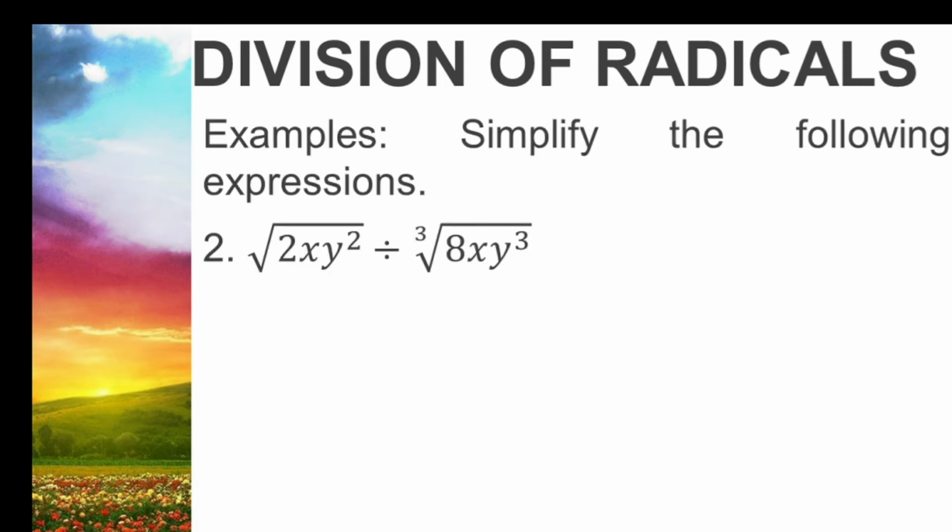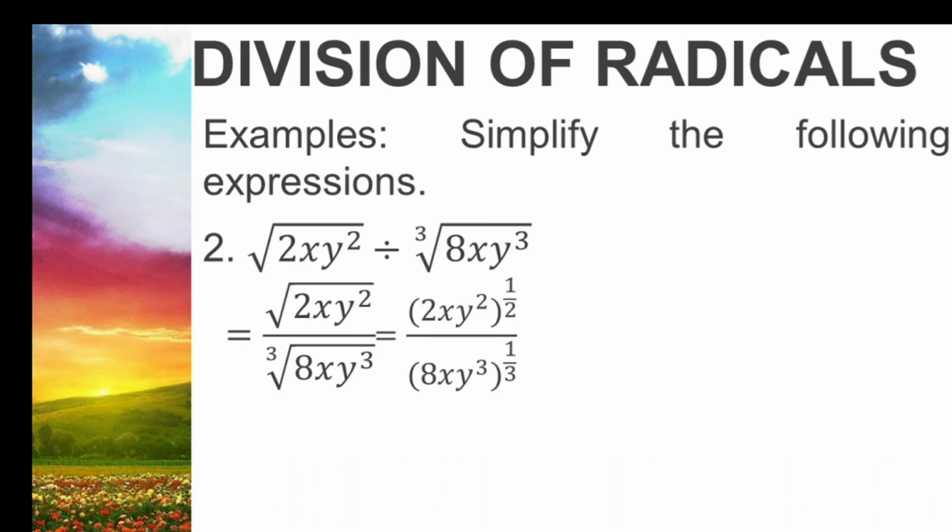Another example, we have the square root of 2xy squared divided by the cube root of 8xy cubed. Since the indices are not equal, we need to change or transform the expression into expressions with fractional exponents. So square root of 2xy squared is transformed as quantity 2xy squared raised to 1/2, while the cube root of 8xy cubed is transformed as quantity 8xy cubed raised to 1/3.